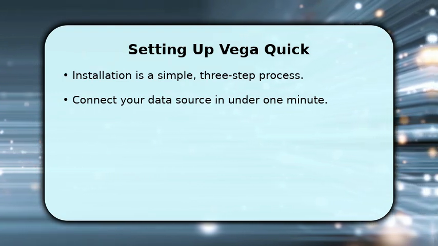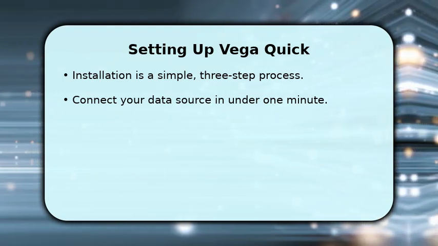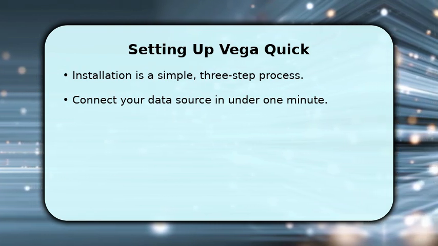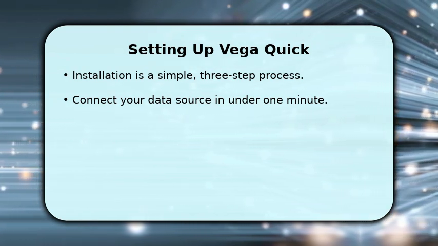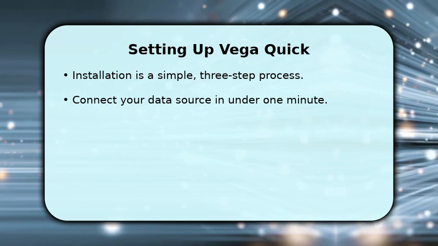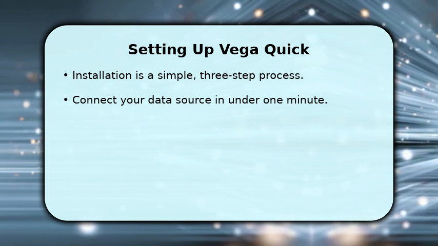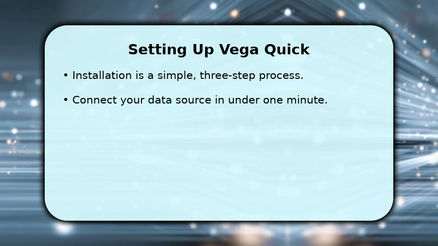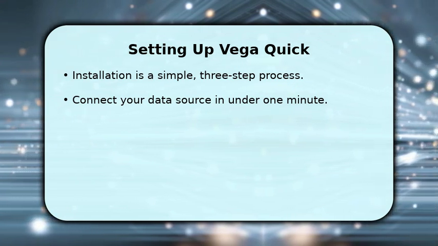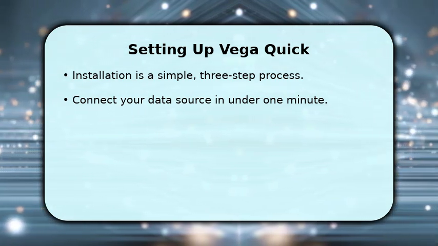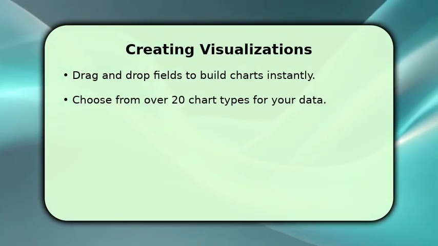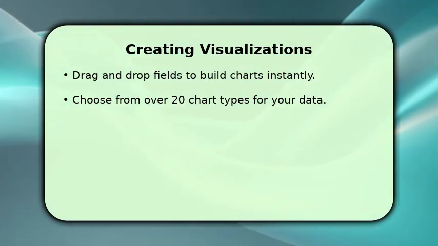Getting started with Vega Quick is incredibly straightforward. First, download the application from the official website. Next, follow the on-screen prompts for a quick installation, which typically takes less than 2 minutes. Finally, open the application and connect your preferred data source, whether it's a CSV file or a database, to begin your visualization journey.